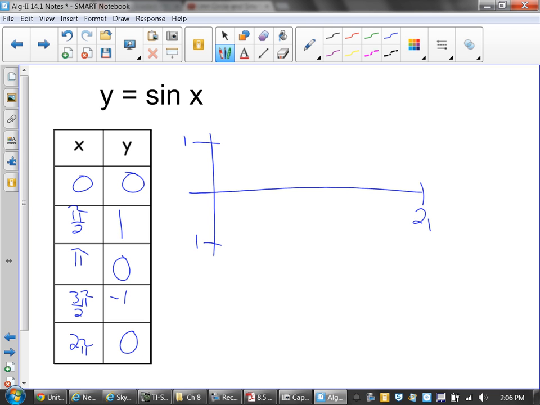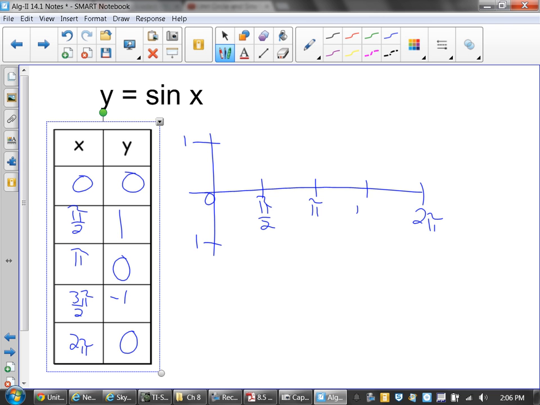The period here is 2 pi. It starts at 0, it stops at 2 pi. Halfway is pi. Halfway between that is pi over 2. And halfway between these two is 3 pi over 2. Again, sine starts at 0. It goes to its maximum value, the amplitude, the A value, excuse me. Drops back down, goes down here, and back.